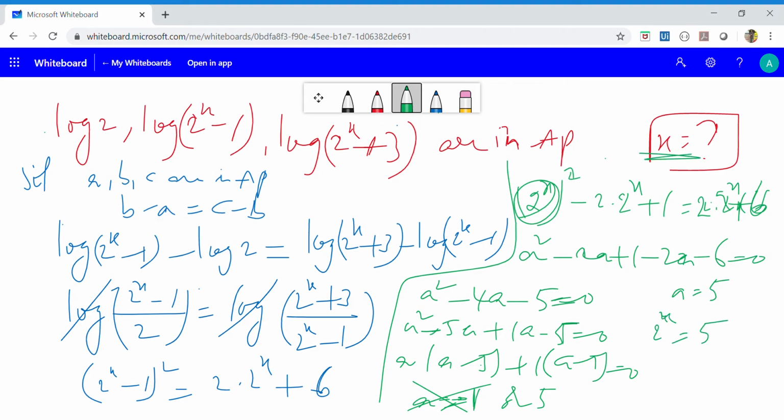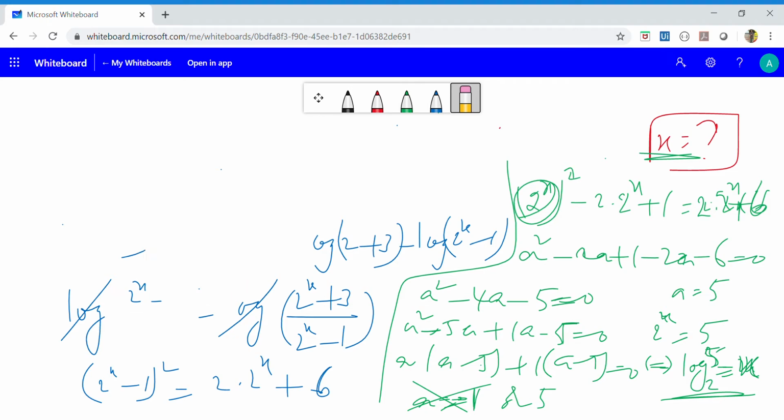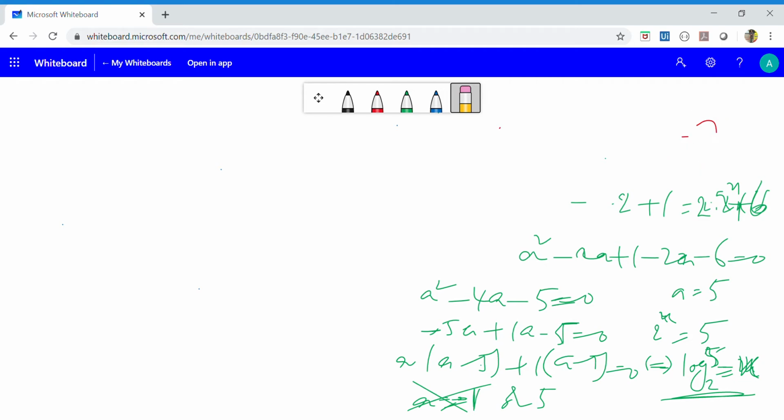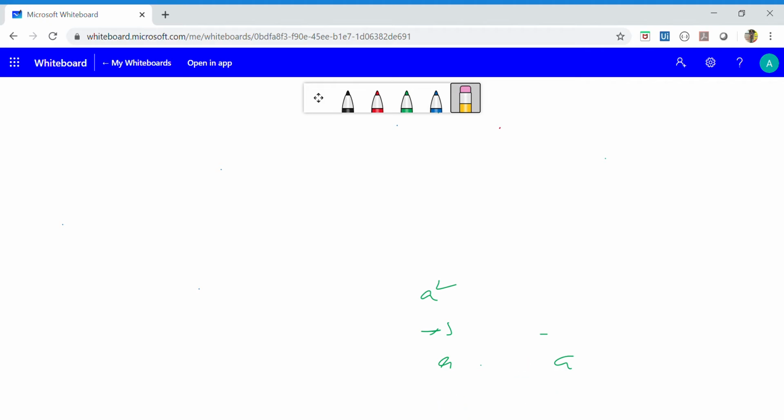But he asked x value. So apply the logarithms: 2 power x is equal to 5 if and only if log 5 to the base 2 is equal to x. So x value is log 5 to the base 2. So if these three logarithmic terms are in AP, you have to find out the value of x. Value of x also you got in terms of logarithms. So x is equal to log 5 to the base 2. And here the splitting the middle term, I just said that's all.